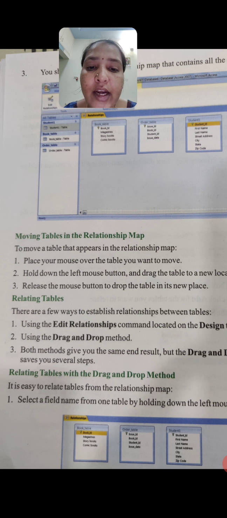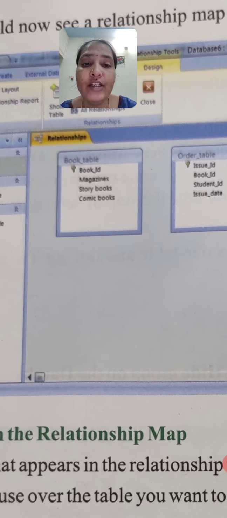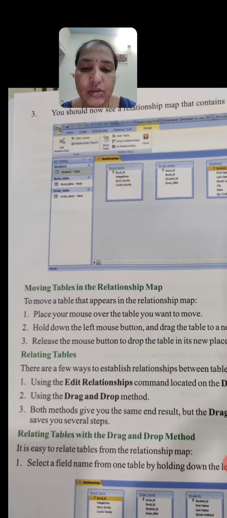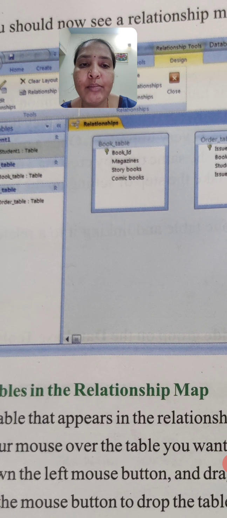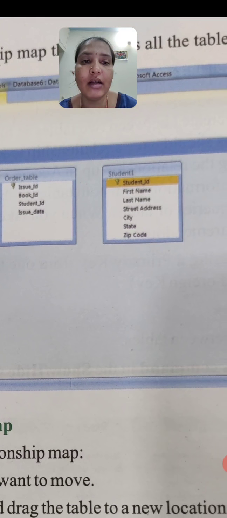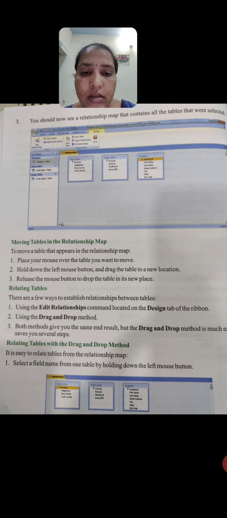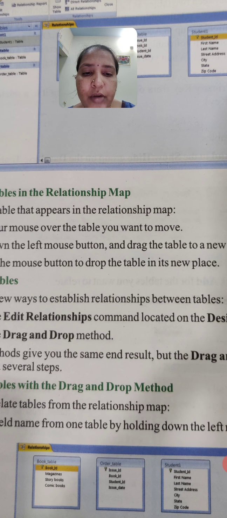This is how we are relating a table, just by modifying it, and we can modify the name of the field. They have given it as book table, but instead of book table we can give other names. And we can relate the tables, as I said, book table and order table: which book they have taken, at what time they ordered. Like that we can relate these two fields to the student 1 table. And this is how we relate tables with the drag and drop method.